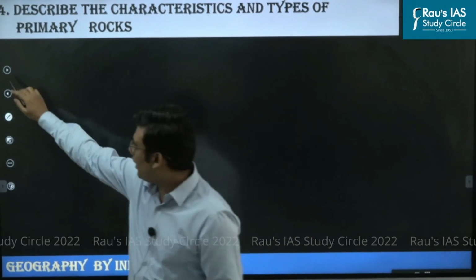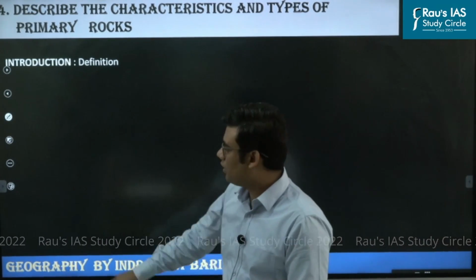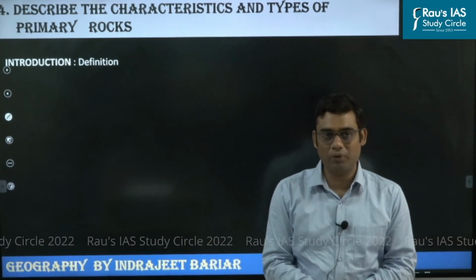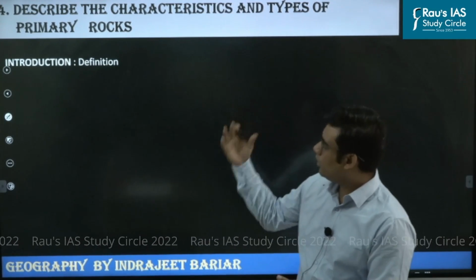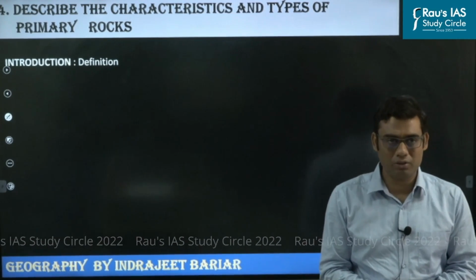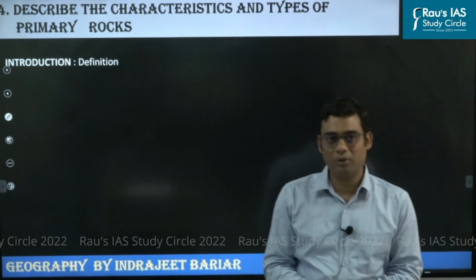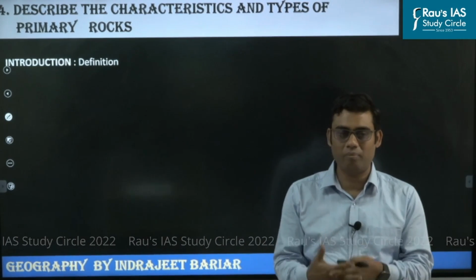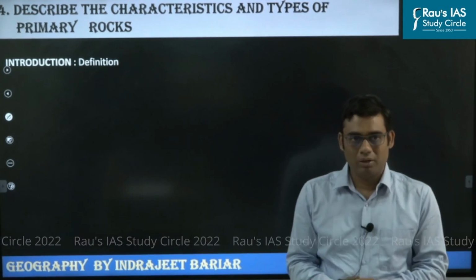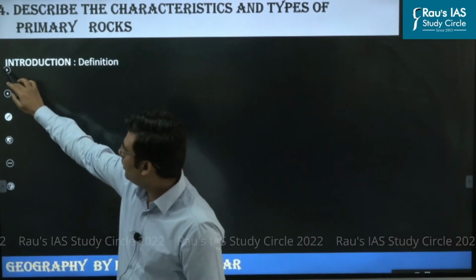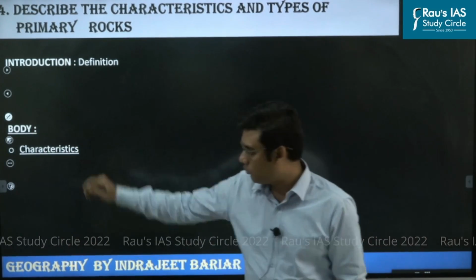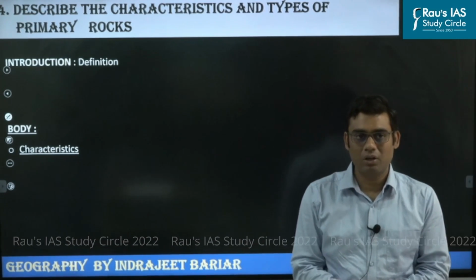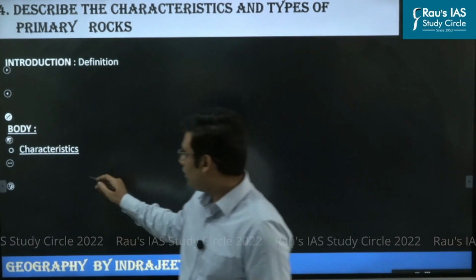So in this, the answer structure, if we see, the first thing is the introduction. You can start simply with the definition of igneous rocks itself. The primary rocks here refer to the igneous rocks formation. So we will start with the definition of igneous rocks, that they are formed from the cooling and solidification of magma or lava. This would be the introduction paragraph. From here, the next part that we move to is the body part of the answer, where first we would be discussing the characteristics of these rocks.